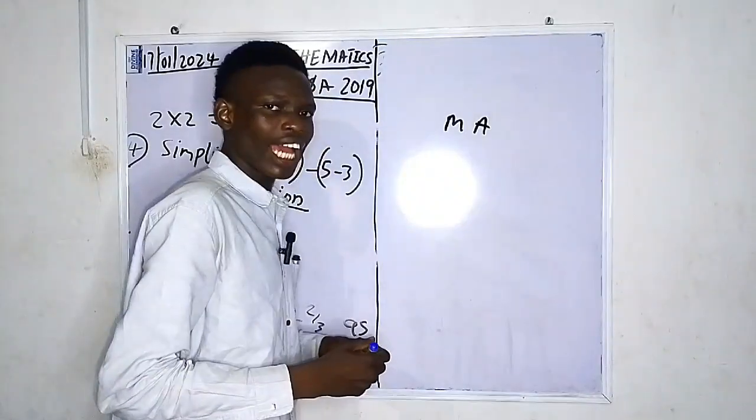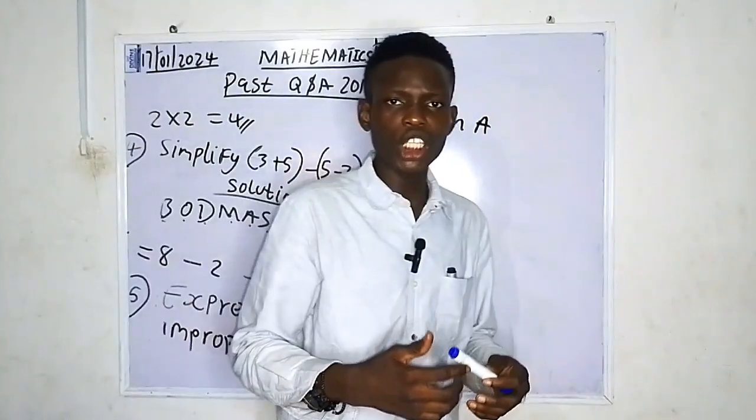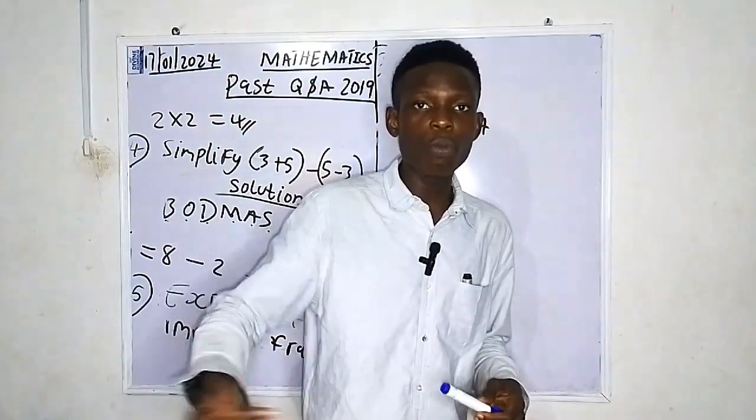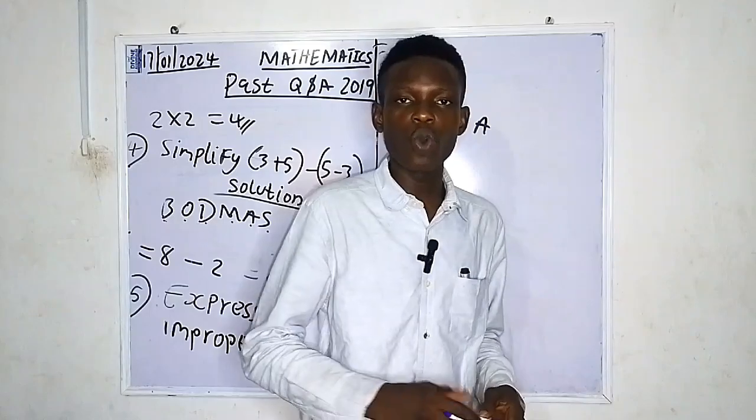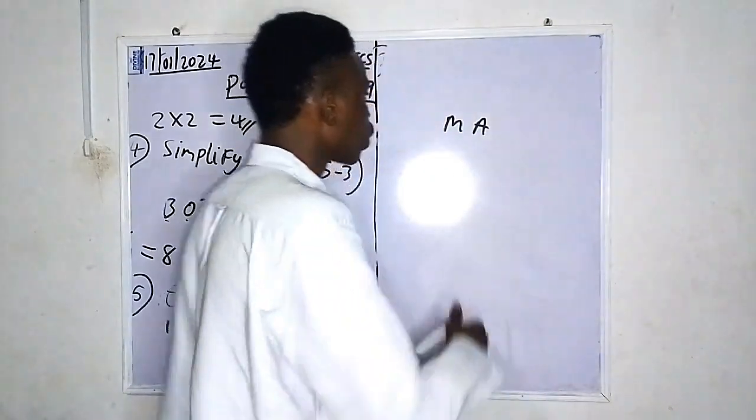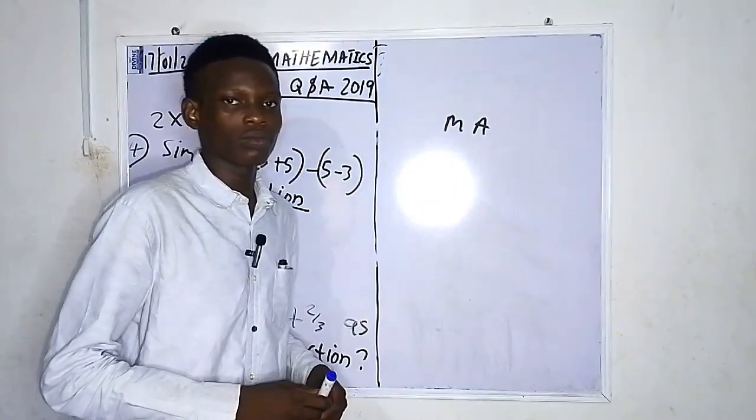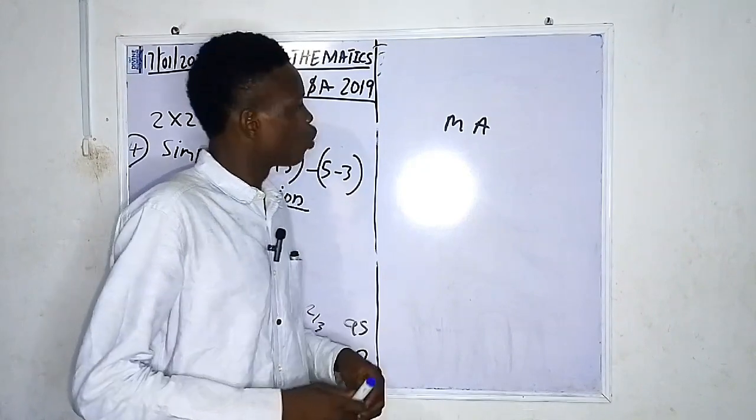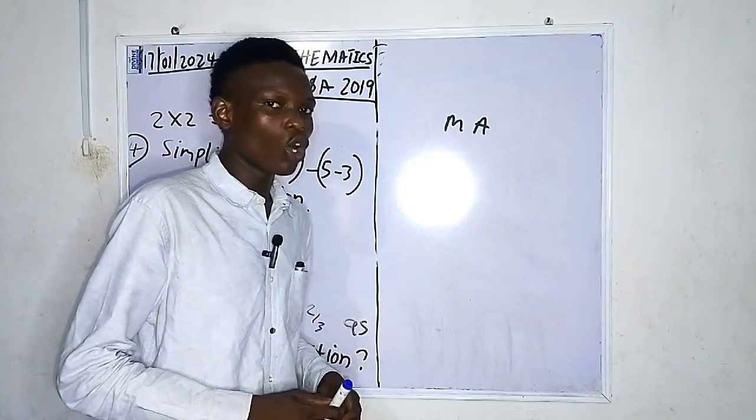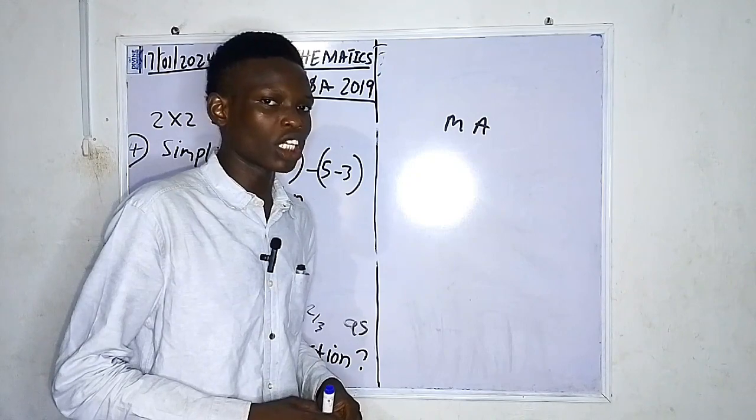Just know this: every time we have to move in the clockwise direction, we do the MA, which is multiplication then addition. Is that making sense? Whenever we are moving in the clockwise direction, we do the MA, which is the multiplication then addition.